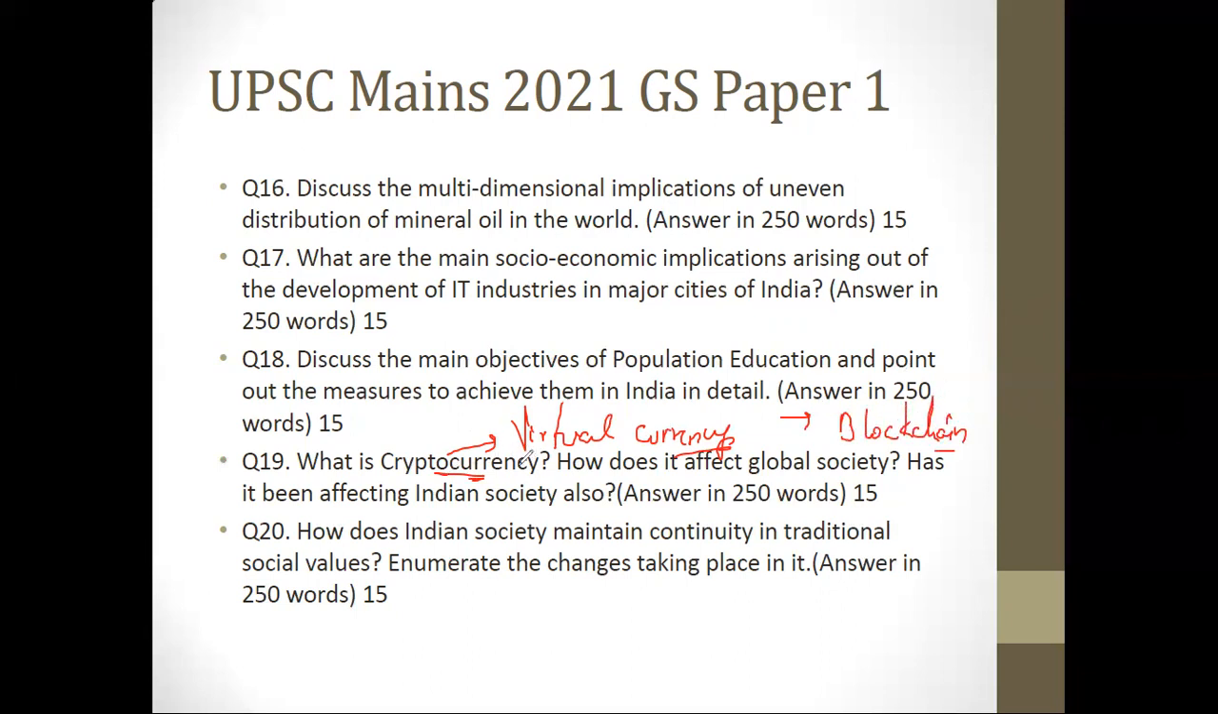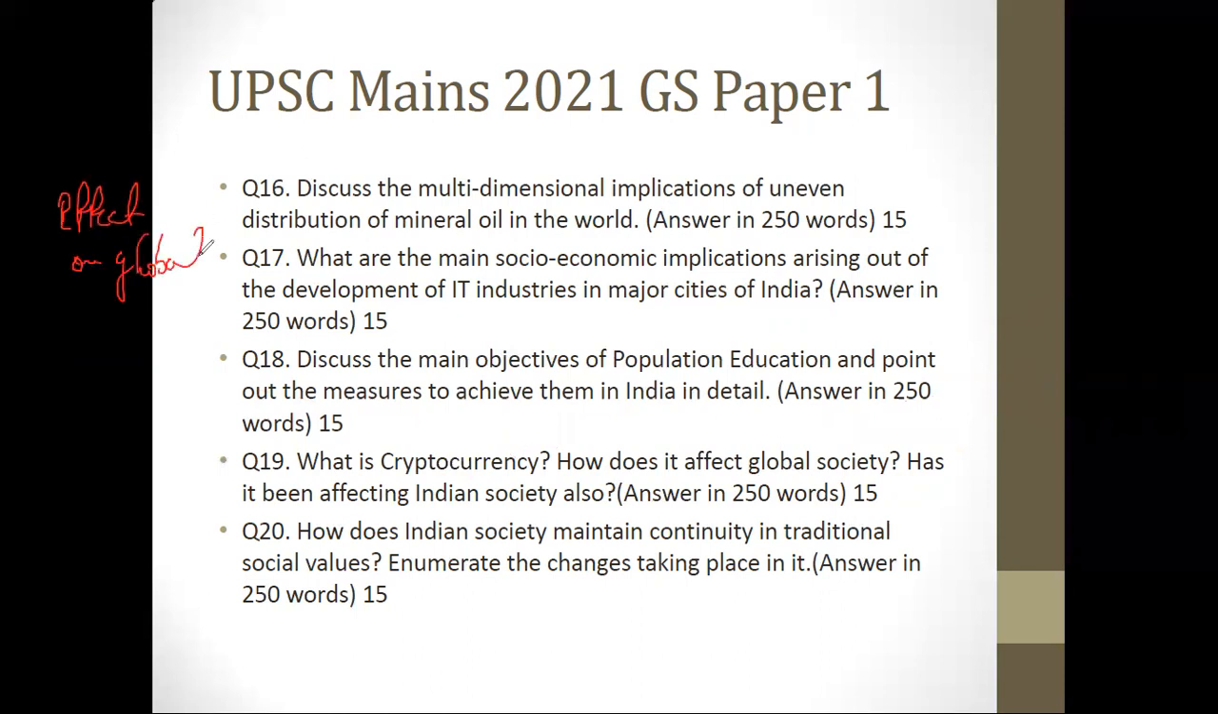So just say that it is a virtual currency working on a technology known as blockchain, and then give some examples of different cryptocurrencies. It's not like there's a single cryptocurrency. There are so many, Ethereum, then Litecoin. Then come directly to the point, because there are so many things we have to write here. How does it affect global society? So make one heading, effect of crypto on global society.